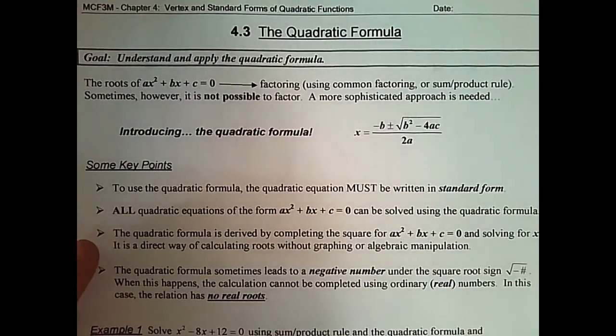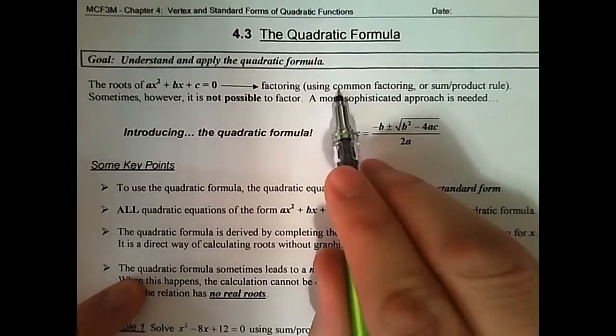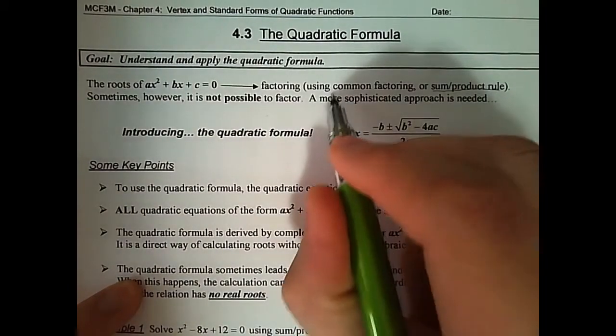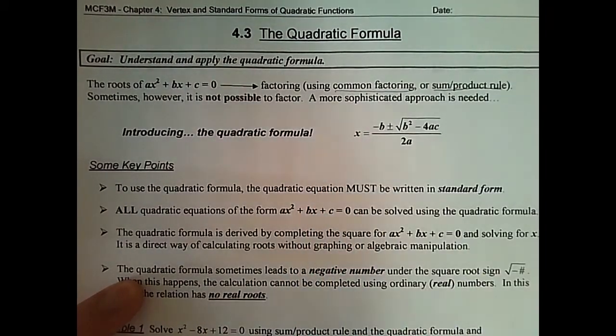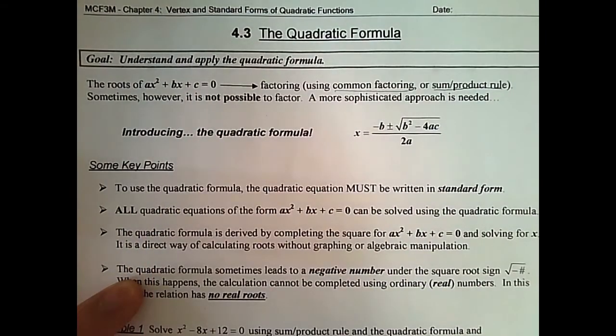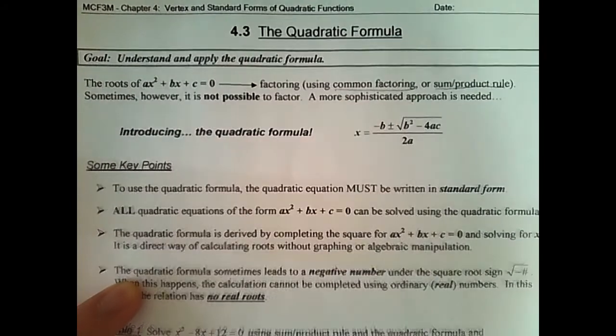Normally, when we want to find the x-intercepts, we had to use things like common factoring, or the sum and product rule, or decomposition, or that x trick we learned about. But sometimes we learned that it's just not possible to factor some things. So we need a better way to find the x-intercepts if we can't factor. Because again, we did some examples in our homework and worksheets where we said, oh, we can't factor this, so it's not possible. So what do we do?